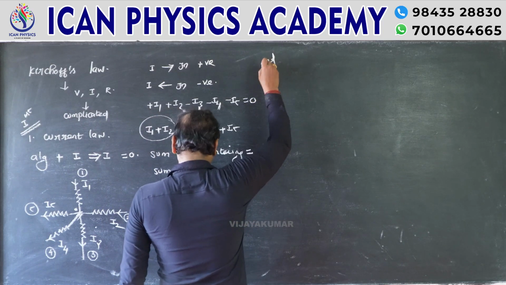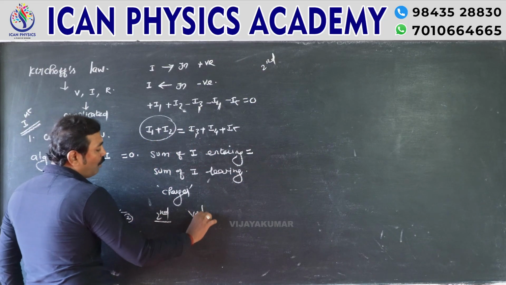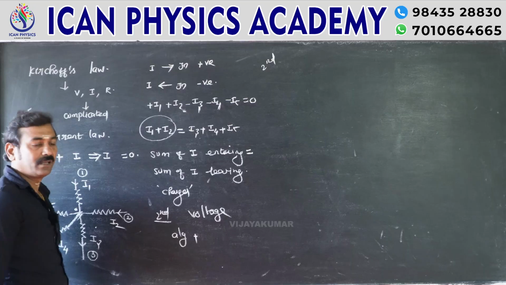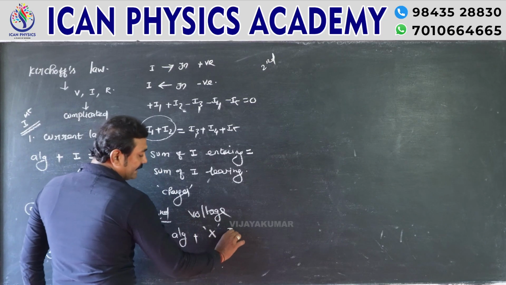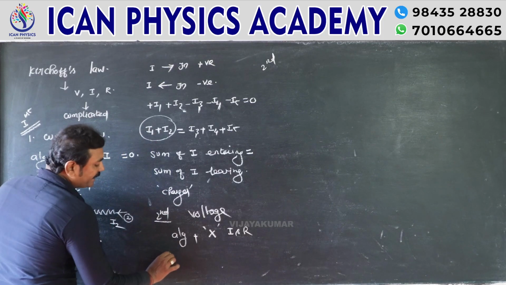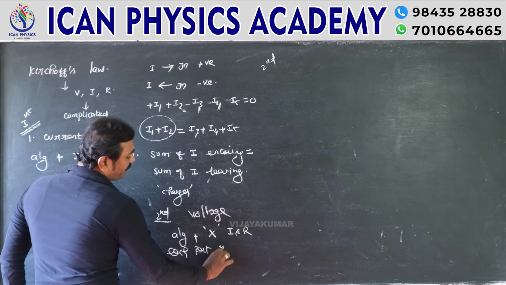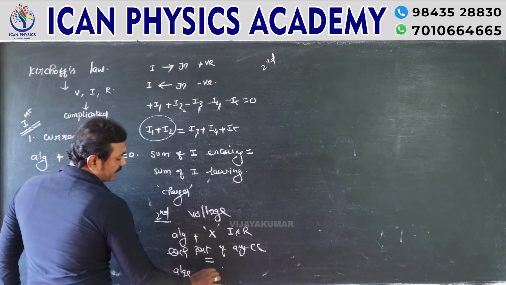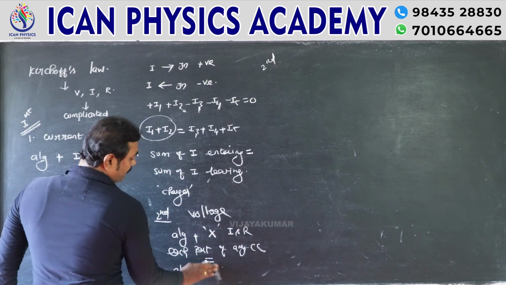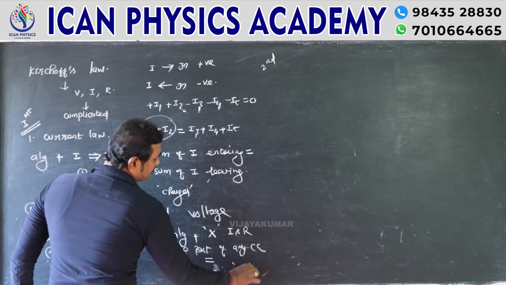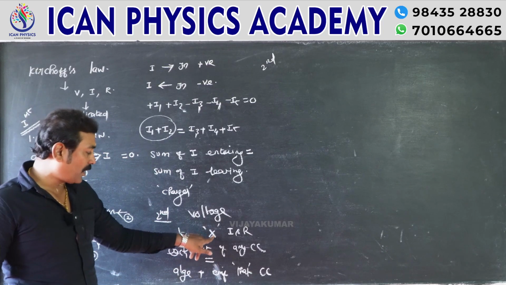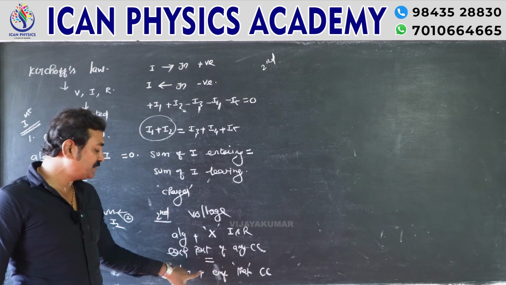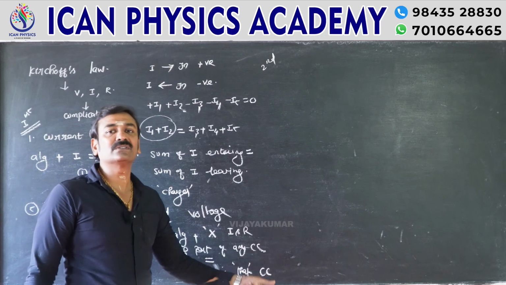The second law is otherwise called the voltage law. So what is the voltage law? The algebraic sum of the product of current and resistance in each part of any closed circuit is equal to the algebraic sum of EMF in that closed circuit. The algebraic sum of the product of current and resistance in each part of any closed circuit is equal to the algebraic sum of EMF in that closed circuit.